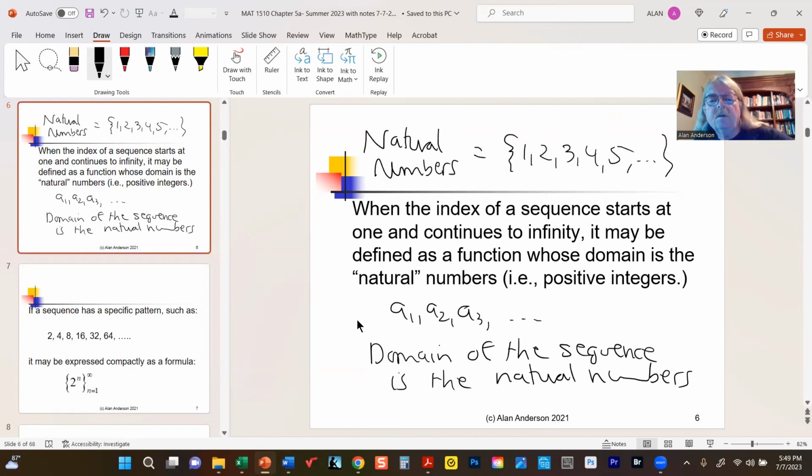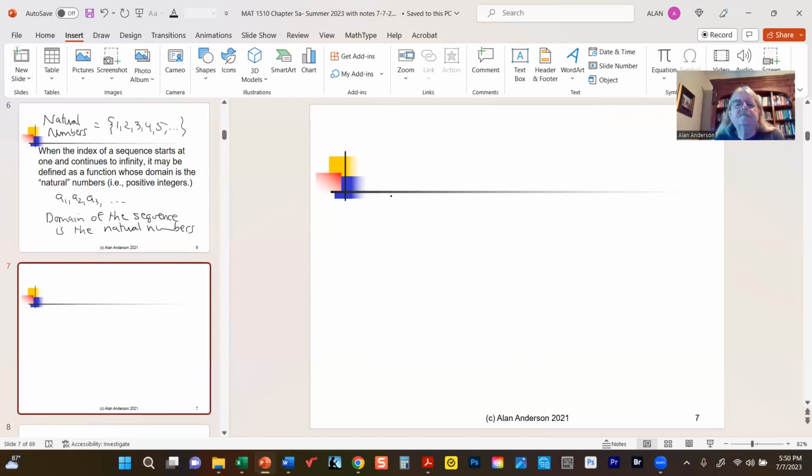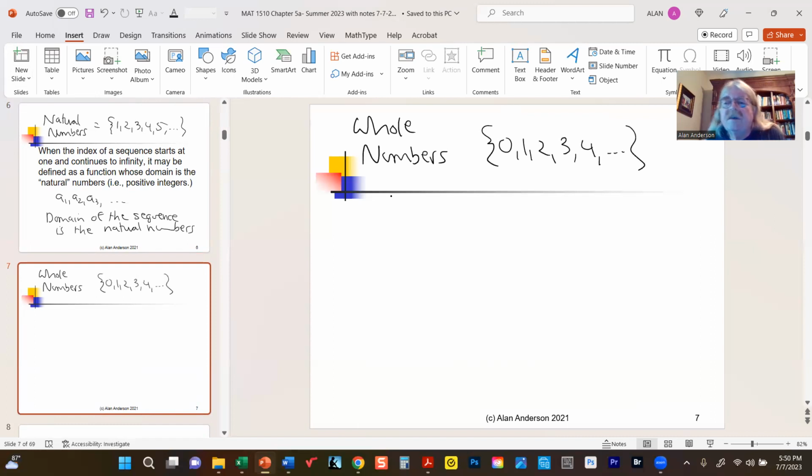Okay, now what if it doesn't start at one? Well, there are other sets that we can map this to. Just as a quick example, you might recall also that we have the whole numbers, which is basically just the natural numbers plus the zero. And you do sometimes see sequences that begin with zero. For some applications, this makes more sense than starting with one. Okay, so in other words, there's nothing to stop the indexes from starting at zero. And in fact, you might even run into cases where they're negative. But usually it's just 1 to infinity, 0 to infinity, something like that.